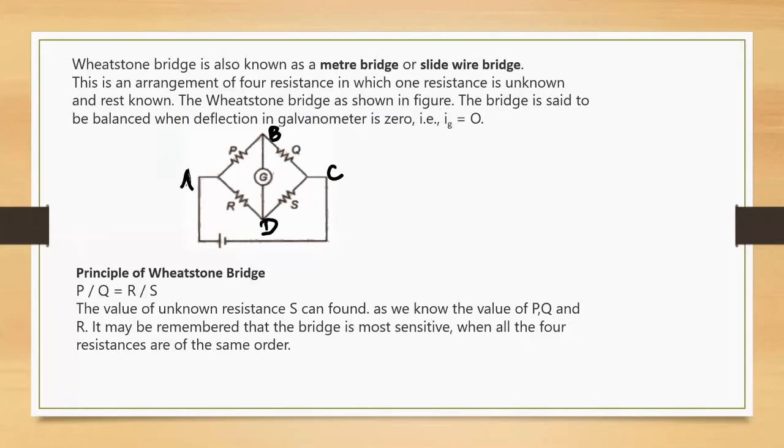Now the name of this device is Wheatstone Bridge because you can see here the figure on the screen. It is a bridge like A, B, C, D. It's a bridge like this, and 4 resistors are connected here: P, Q, R, S. The name is from a scientist, Wheatstone. And the shape of the apparatus is like a bridge connecting 4 resistors in 4 arms of a bridge. That is why it is called the Wheatstone bridge.